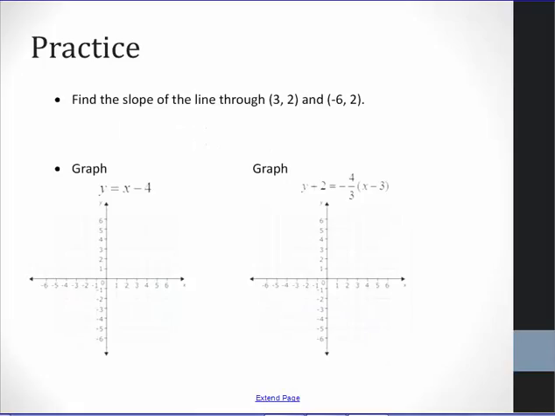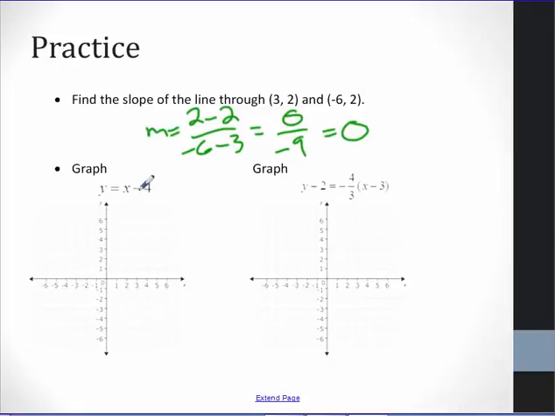And then the last thing we want to try is one of each problem. So let's find the slope of a line through those 2 points. My slope, remember, is y2 minus y1 over x2 minus x1. 2 minus 2 is 0. Negative 6 minus 3 is negative 9, so my slope is 0.